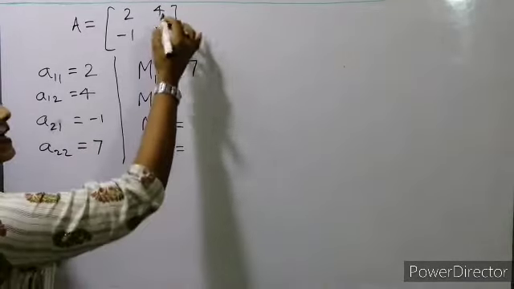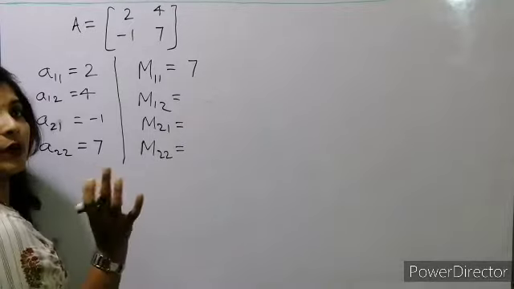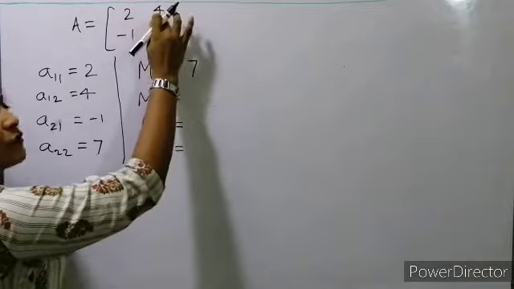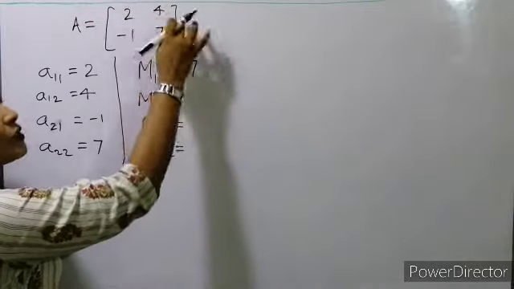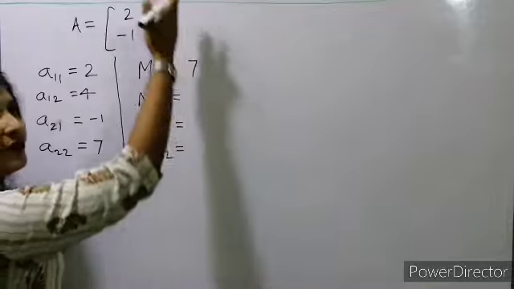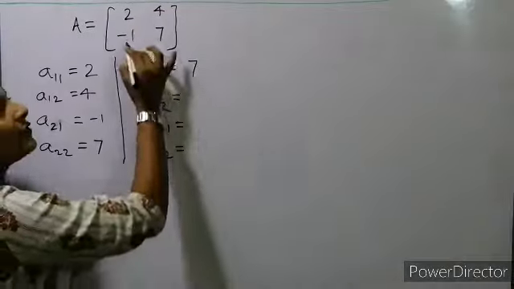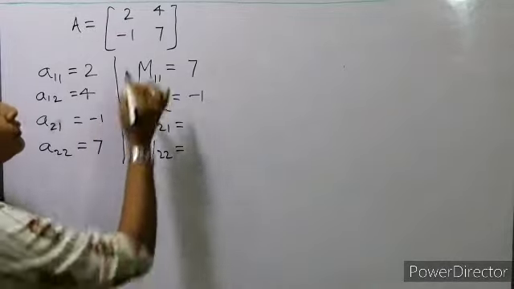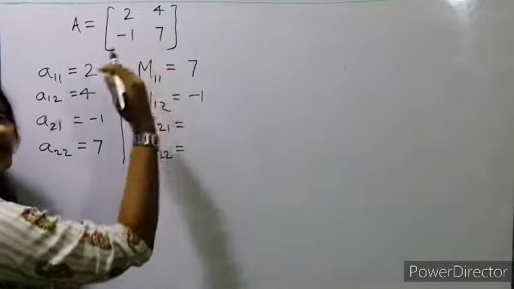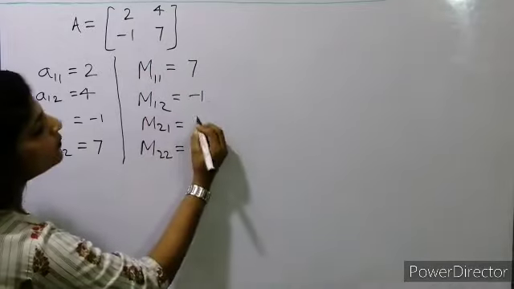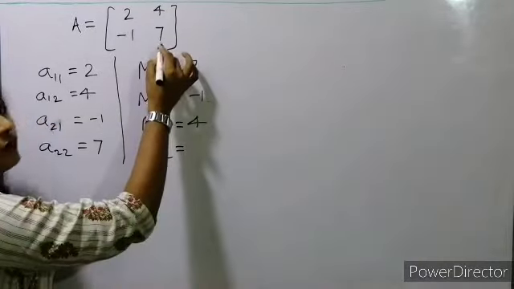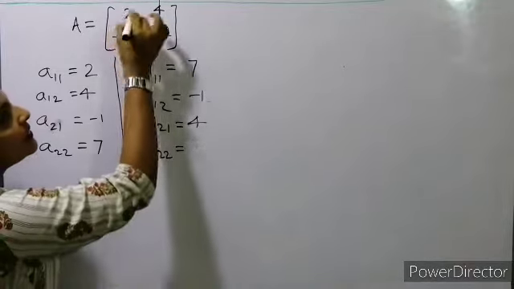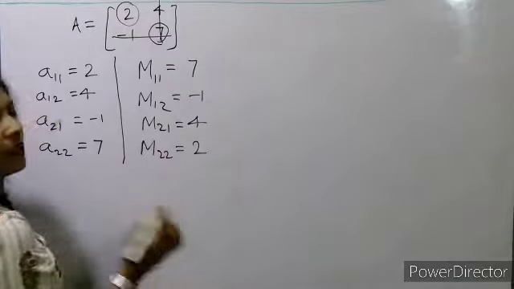M12, the second element, that is A12, what will be the minor? This is 4, first row and second column, so we leave the first row and the second column, and what is left is minus 1. Similarly M21, the minor for this one, leaving this row and this column, what is left is 4. And M22, for this one, leaving this row and this column, what is left behind is 2. So 2 will be the minor.